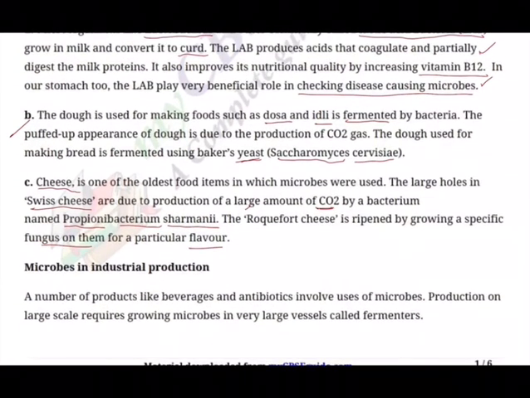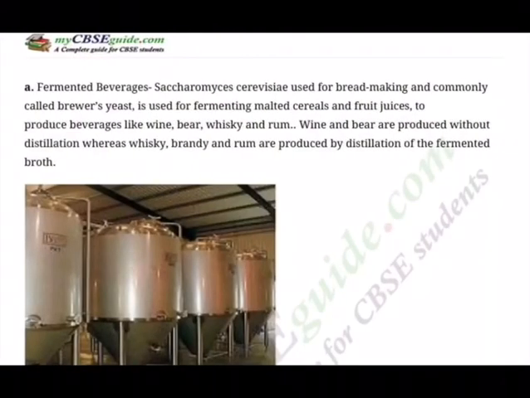And then what about in industry? In industry also, microbes are involved, and many industrial products are formed because of the presence of microbes. A number of products like beverages, all the alcohols, and antibiotics that we use involve the use of microbes. Production on a large scale requires growing microbes in very large vessels called fermenters. So we can see the diagram of that fermenter. Yes, here you can see.